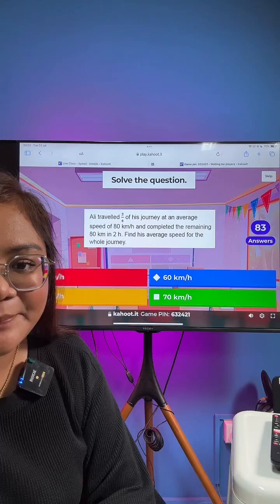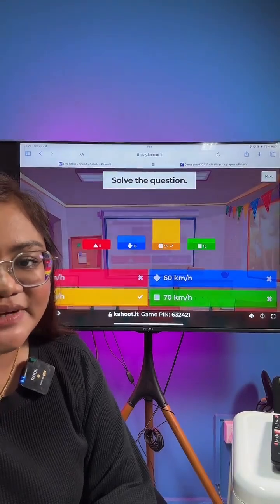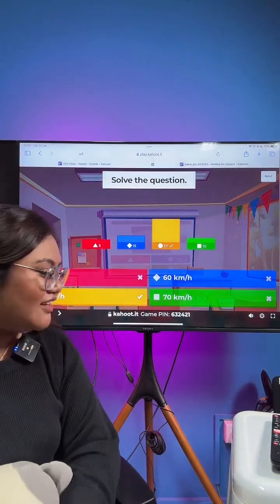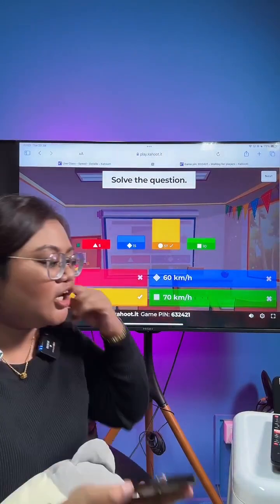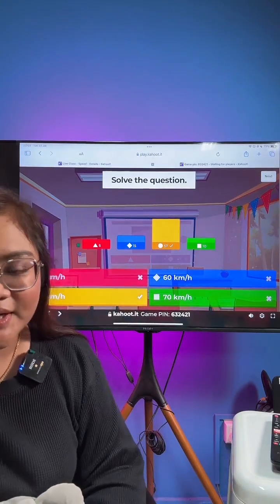Irene has already helped us type it in, okay? Average speed equals total distance divided by total time. Wow, 57 got it right. Yay, good job. For those of you who didn't get it right, no problem. Let me share with you, okay?